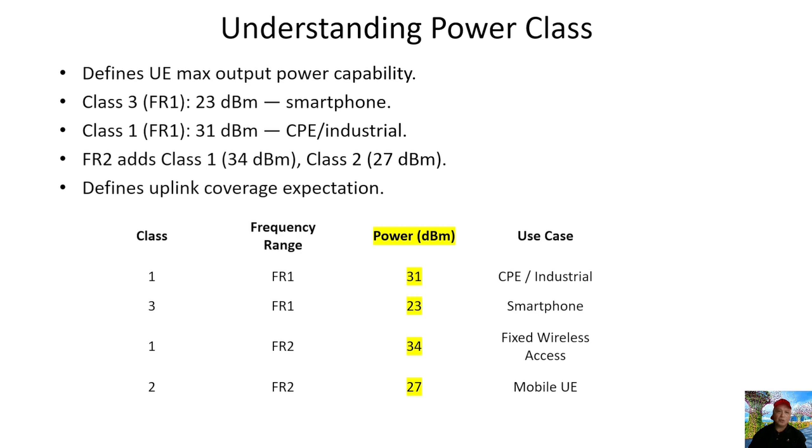In FR2, where path loss is higher, new classes are introduced, such as power class 1, 34 dBm, and power class 2, 27 dBm for millimeter wave. These categories ensure interoperability and define expected uplink coverage.